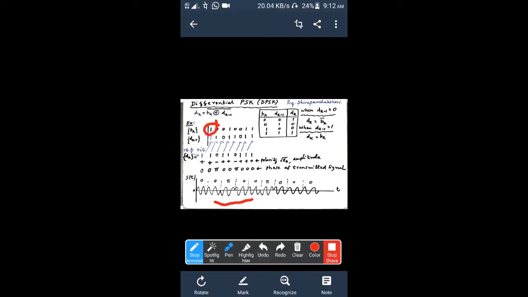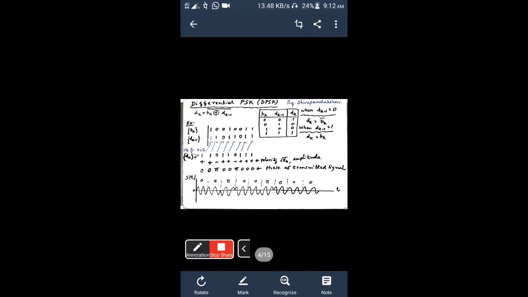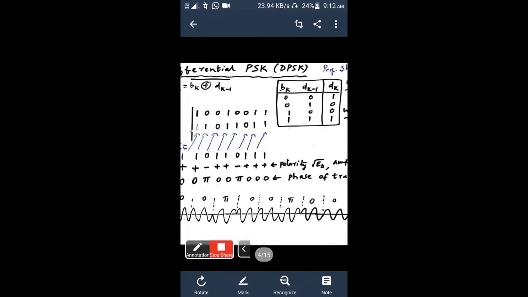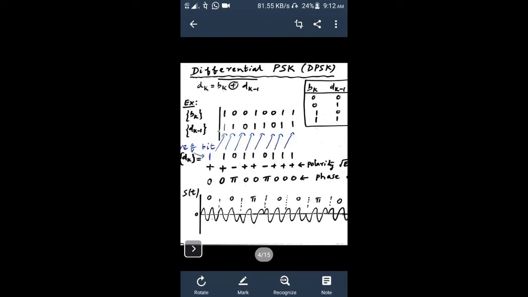When the bit was 1, the waveform here was the same as the previous one. When the bit comes 0, suddenly the waveform gets inverted. Another 0 comes, again the waveform is inverted compared to the previous. You can observe this. Again the next bit is 1. That time the waveform continues as it is. You can observe this pattern.